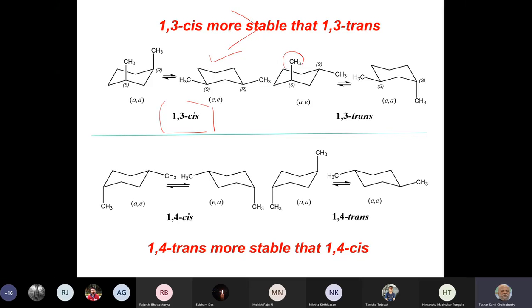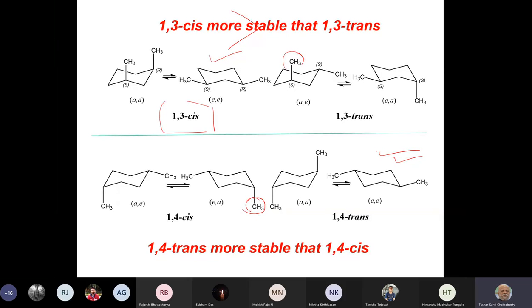The same logic you can extend to 1,4 trans, which is more stable than 1,4 cis, because the 1,4 trans will remain in the diequatorial form as shown here. That is more stable than 1,4 cis, which has one methyl in the axial position, so it gives rise to 1,3 diaxial interactions.